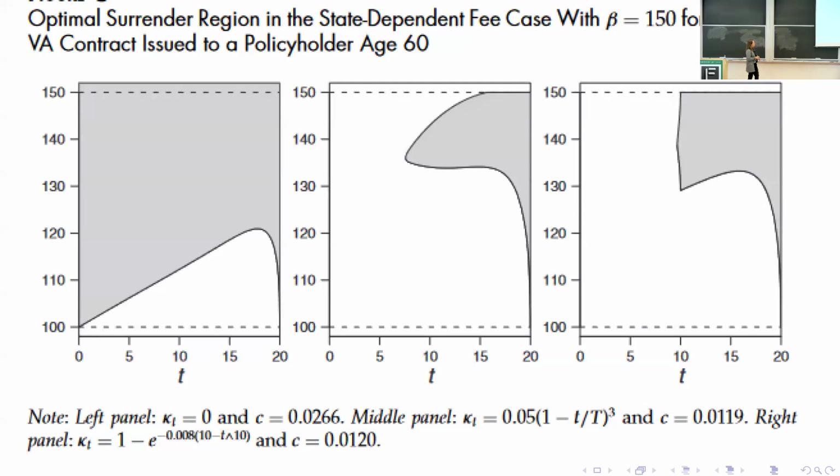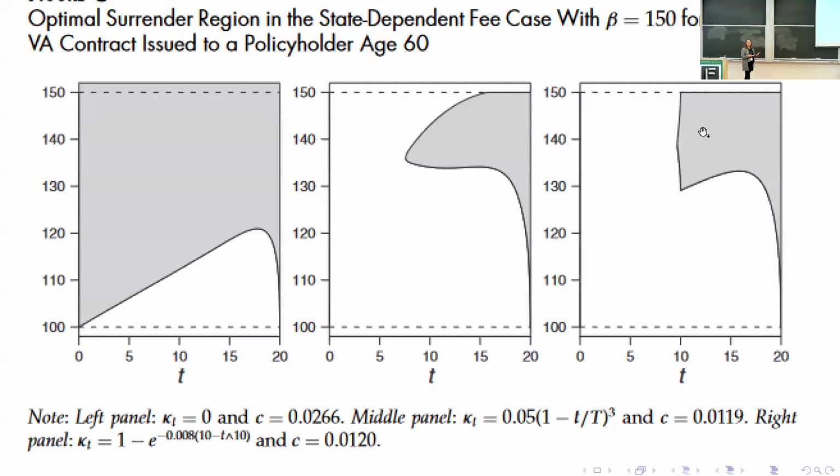So in the simple case with a fixed fee rate, we had a nice enough surrender region. But in other cases, when we started making the fee dependent, especially on the value of the underlying, then we had some weird regions like this.